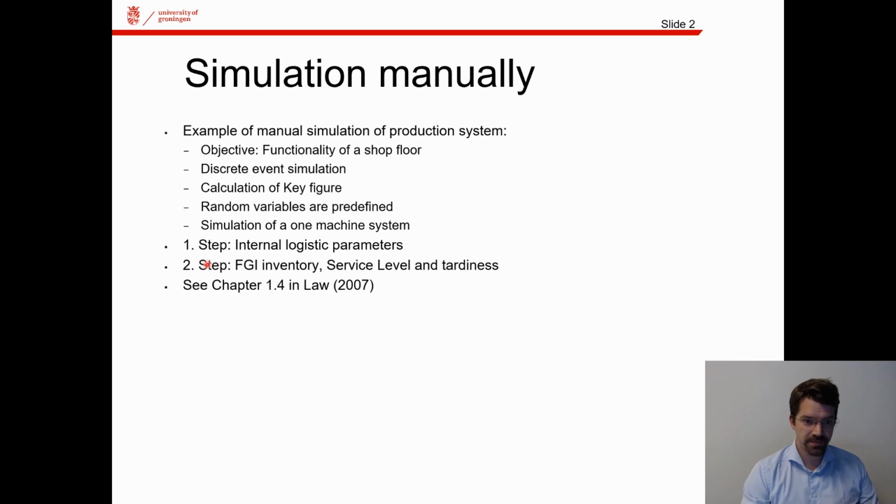We have two steps. We have step 1, the internal logistic parameters, and step 2, that we include the customer side FGI inventory, service level, and tardiness. Step 2 is reserved as an assignment. So you can do it at home and you can compare the solutions. So next step, next slide.